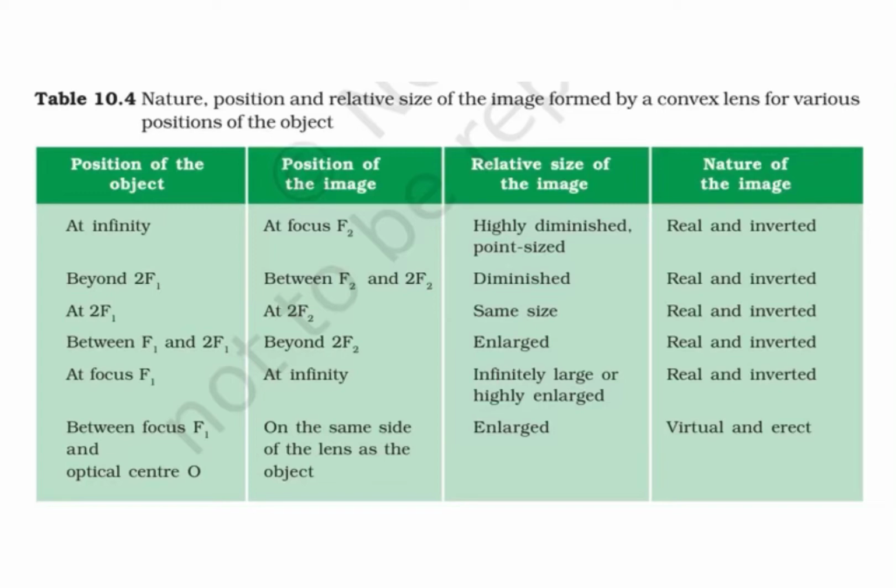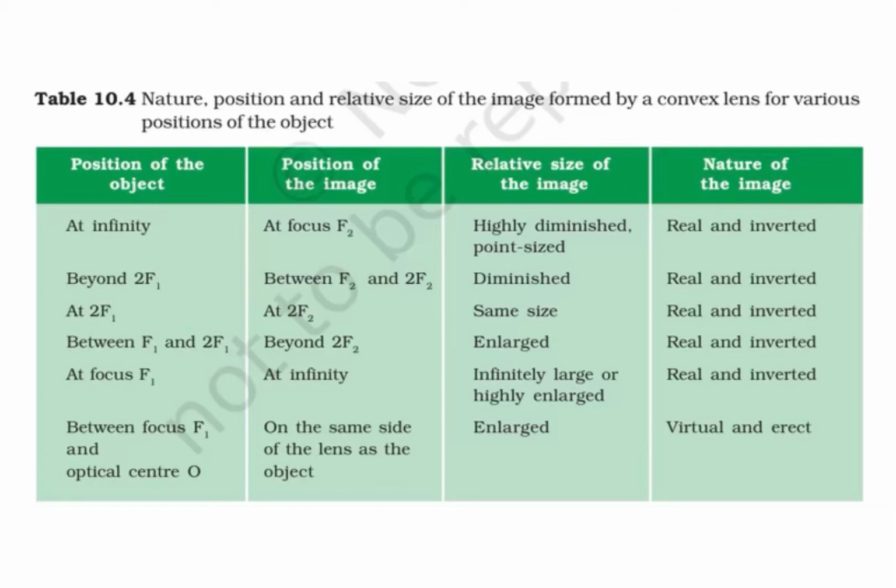The size of the image will be diminished and the nature will be real and inverted. Third case, at 2f1, the image will also be obtained at 2f but on the other side, that is 2f2. The size of the image will be same as the object and the nature will be real and inverted. Fourth case, object is placed between f1 and 2f1. The image will be formed beyond 2f2. The size will be enlarged or magnified and the nature will be real and inverted.